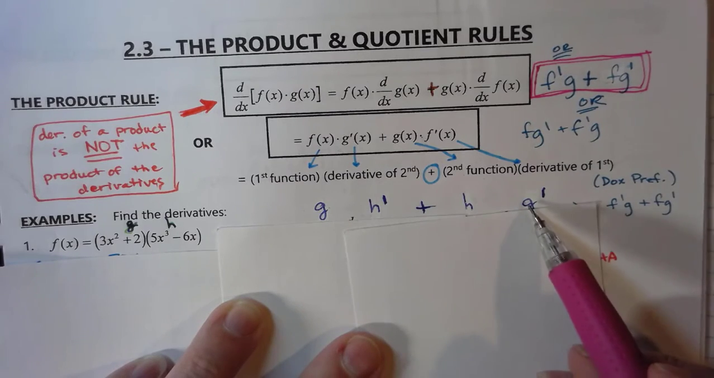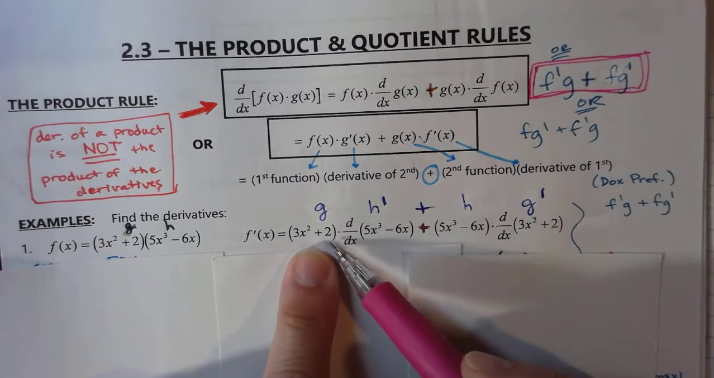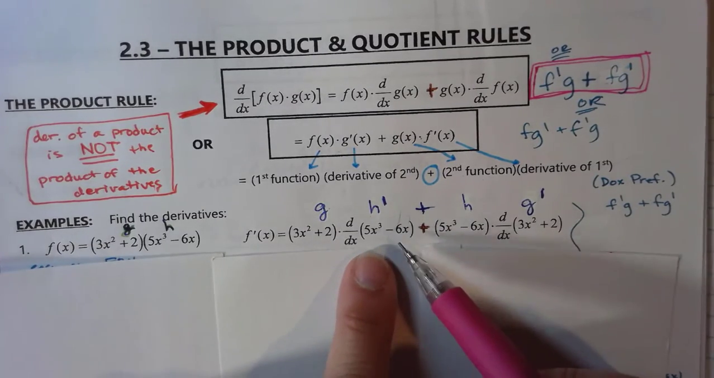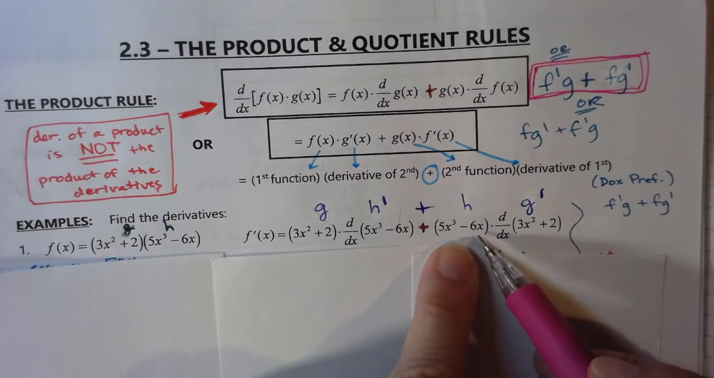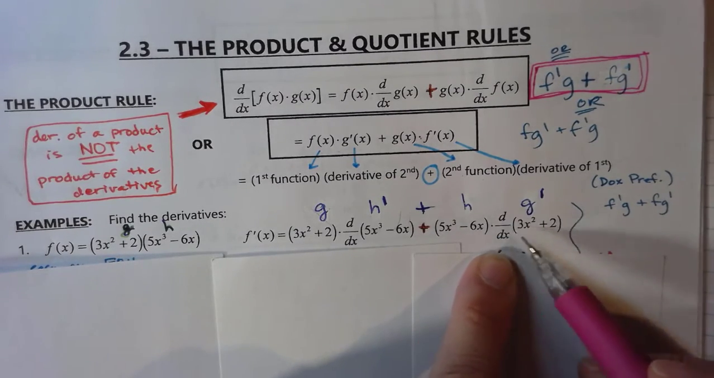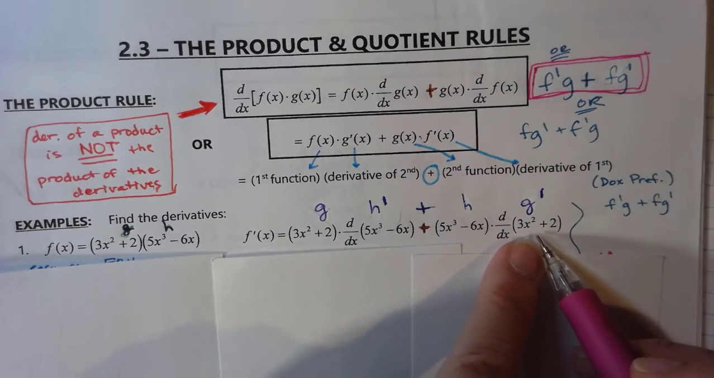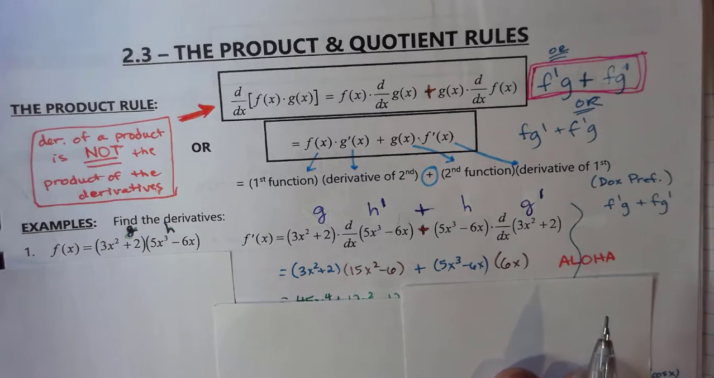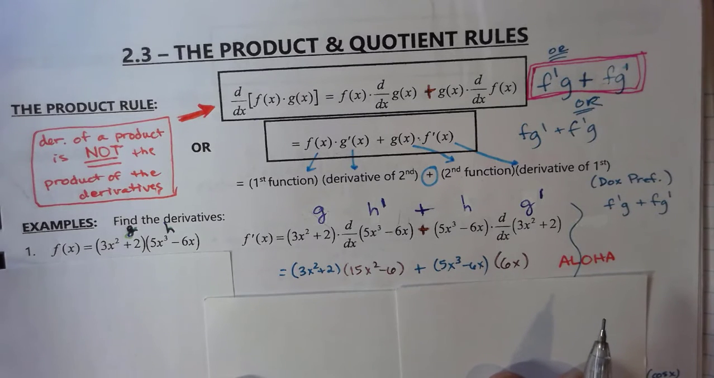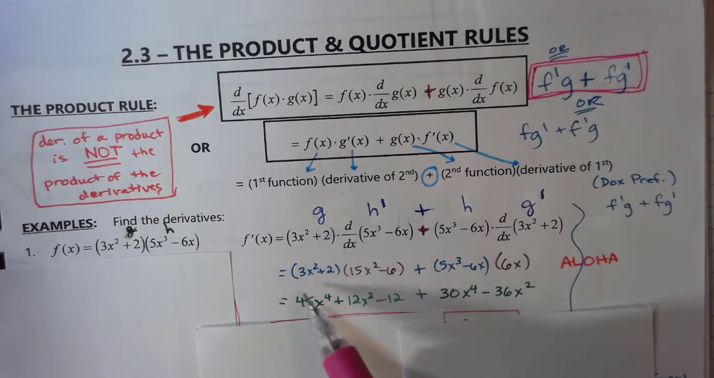gh prime plus hg prime. And now we can say g, which is 3x squared plus 2, times, I'm going to take the derivative of h, that's what this notation means, plus h times, I'm going to take the derivative of g. Now we can see that h prime would be 15x squared minus 6, and g prime would be 6x. Now, from here, you have a lot of horrible algebra. So we would want to distribute this pair of factors.